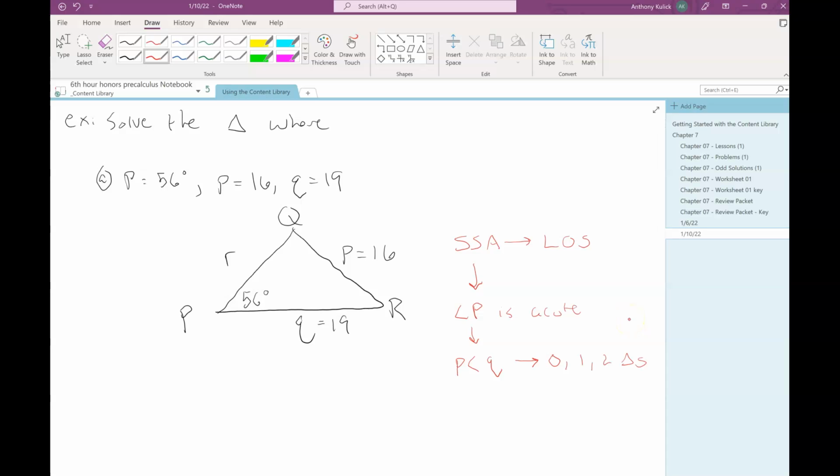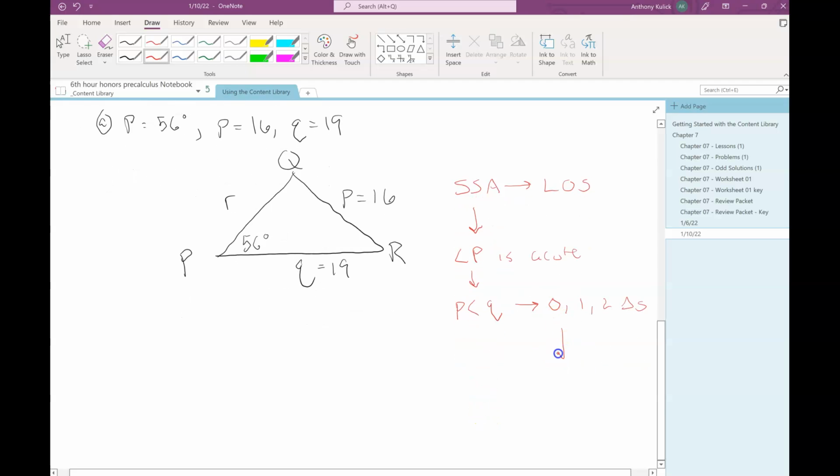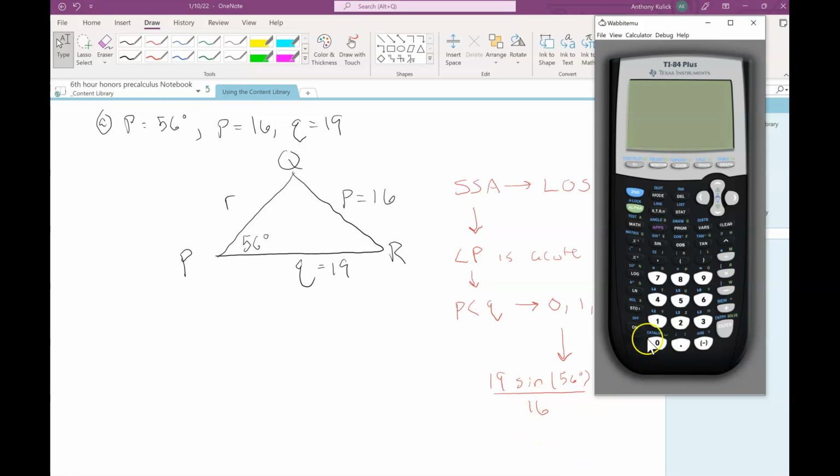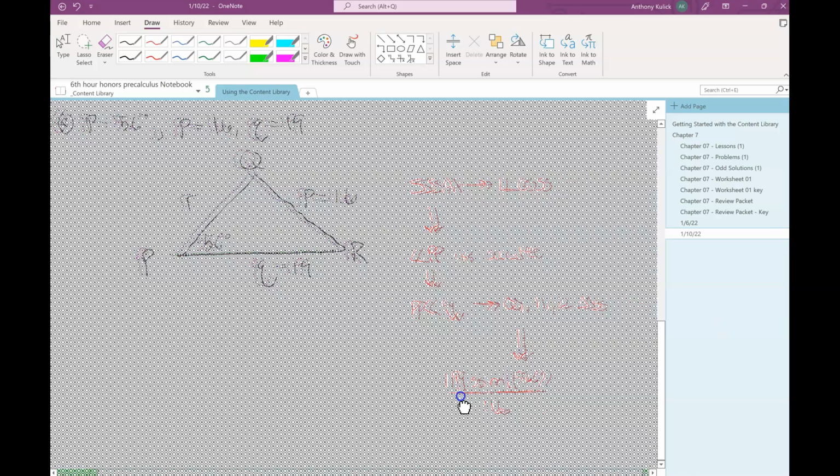Everybody's okay so far? To figure out which one of those 3 situations is going on, we're going to take the longer side, multiply it by sine of the given angle, and divide by the shorter side. As a reminder, real quick, when I type this into my calculator, what do I have to be careful about? The mode. What mode should my calculator be in here? Degrees. How do I know degrees? The angles were in degrees, right? So I get 0.984.